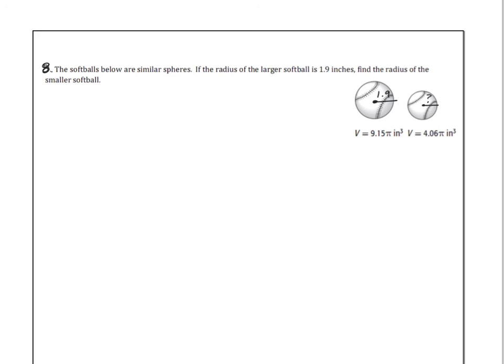So there's lots of ways to do this one. Here's how I like to do it. We know the ratio of the volumes. The ratio of the volumes is 9.15 pi to 4.06 pi. Next, I like to simplify these as much as possible. And I see they both have a pi in them, so I'm going to cancel those out. So the ratio I'm going to work with for the ratio of the volumes is 9.15 to 4.06. This is going to be our ratio of the volumes.